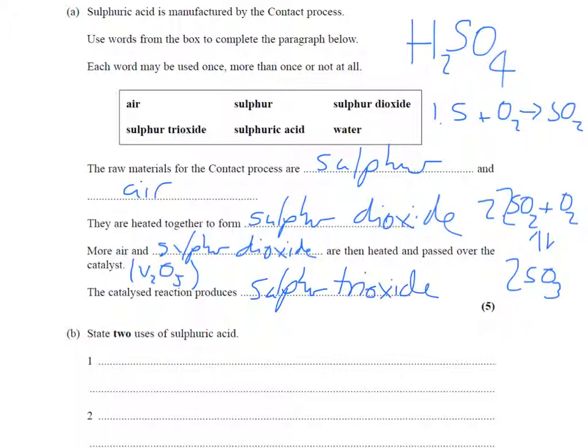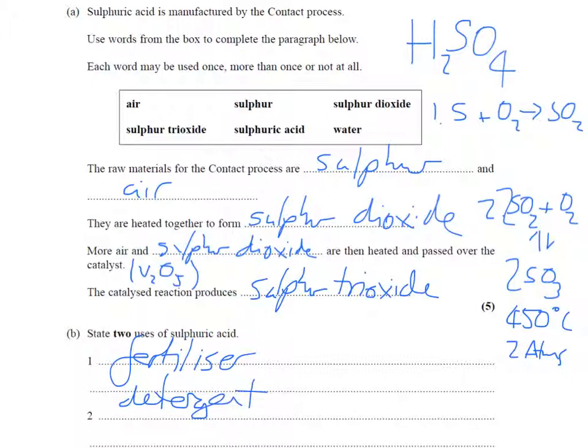And you should also know the conditions for that reaction, which are roughly about 450 degrees C and 2 atmospheres pressure. And you should also know what we actually use sulfuric acid for. Well, a huge amount of use is as a fertilizer, and it's also used to make detergents. Okay, when I say it's used as a fertilizer, it isn't used as a fertilizer. It's used to make fertilizers. Okay, and detergents. It's also in car batteries. So there are 3 uses there.